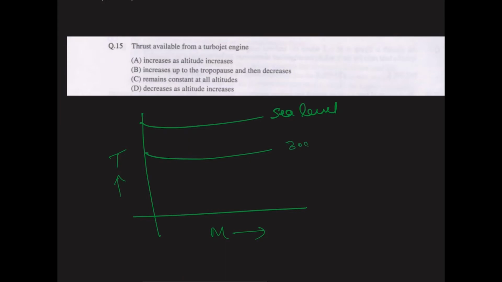So the thrust available, and this is Mach number here with respect to altitude. So this is sea level. This is some 3000 and this is 11,000 meters. So the thrust available will keep on decreasing as the altitude increases. So the correct option is option D. Thrust available will decrease as altitude increases.